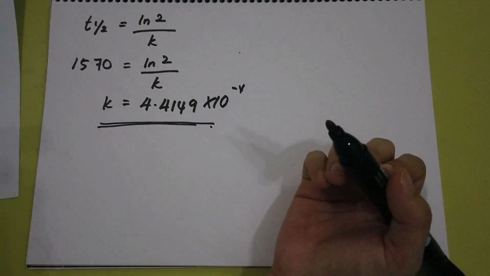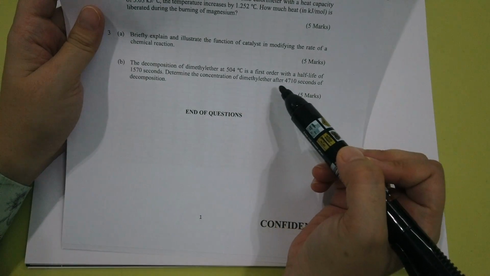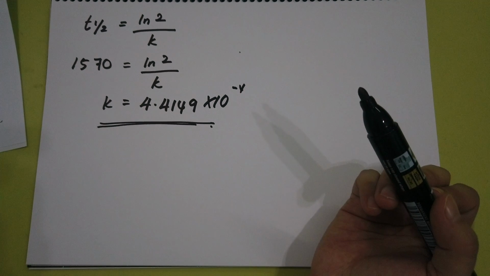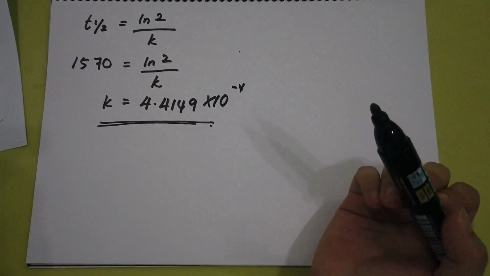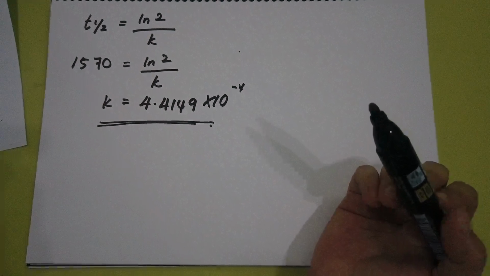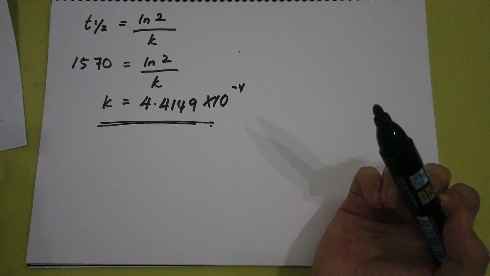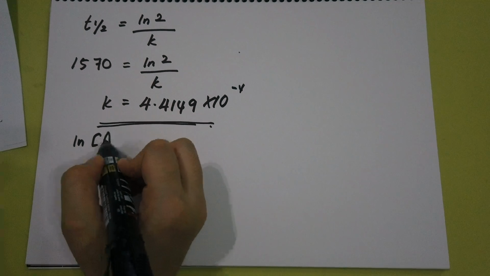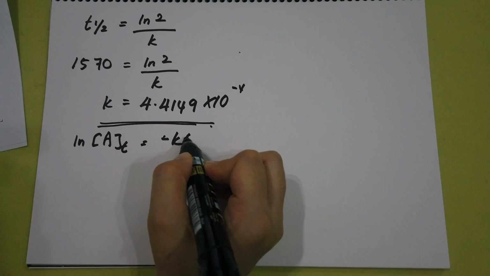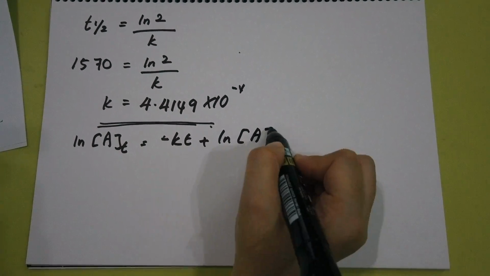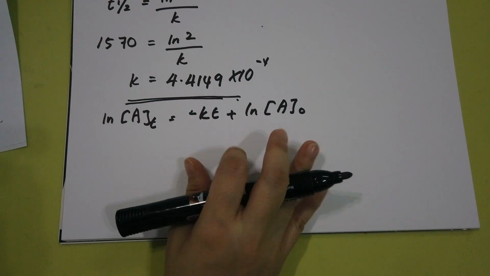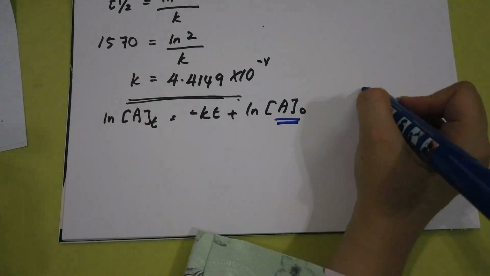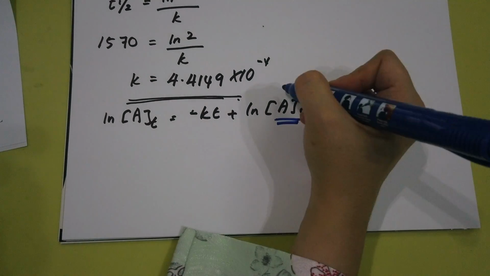And next, given in the question, determine the concentration after 4710 seconds of decomposition. You need to always remember that in any chemical reaction, the initial concentration we will consider as 100%. Since this is a first order reaction, you need to use the first order reaction formula: ln At is equivalent to negative kt plus ln A naught. As I just mentioned, the initial concentration should be 100%, so 100 divided by 100 is equivalent to 1.